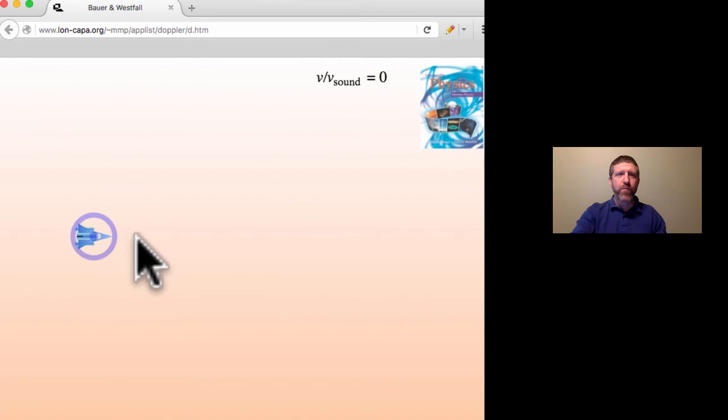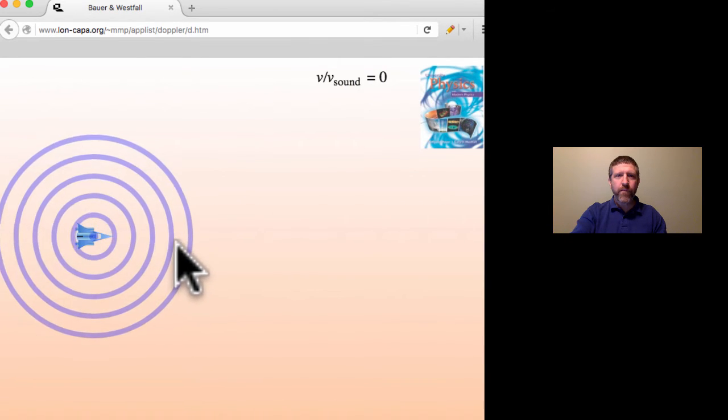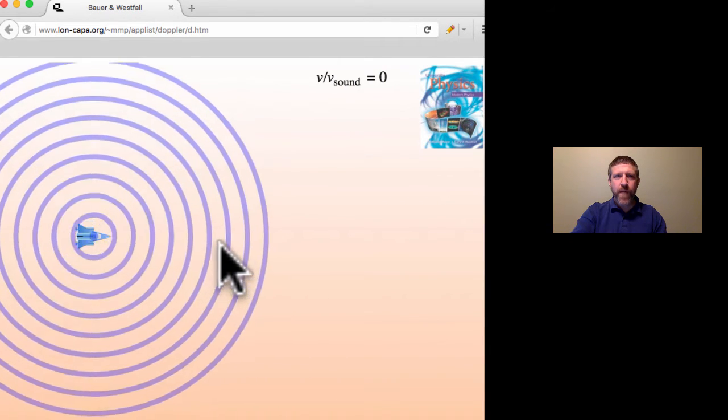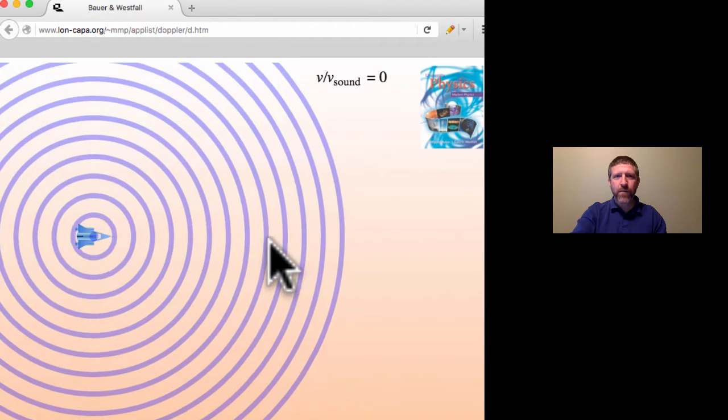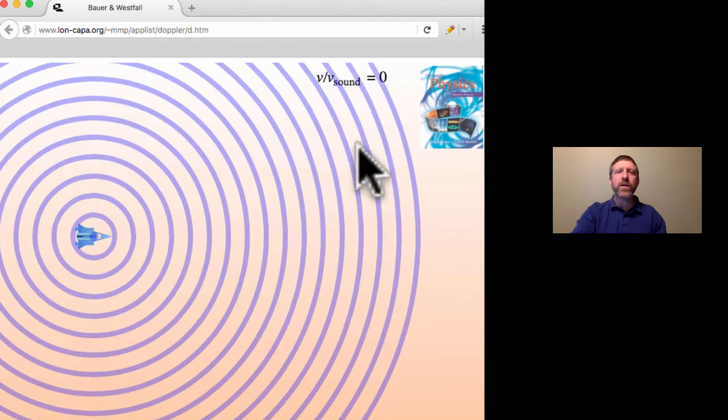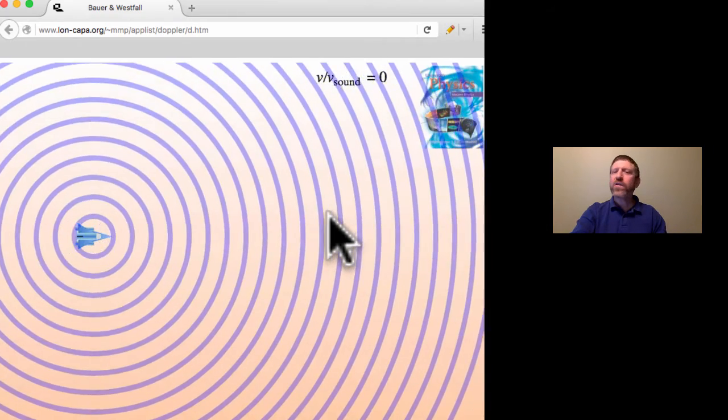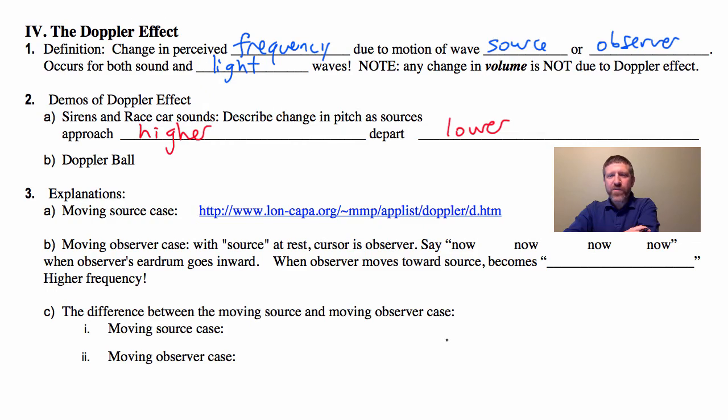Let's do the same thing, but moving away from it. Now, now, now. So we see when the observer is moving away from the sound, we also get a lower frequency. With the source at rest, the cursor is the observer. You get now, now, now. When the observer moves towards the source, that becomes now, now, now. In other words, the frequency goes higher.